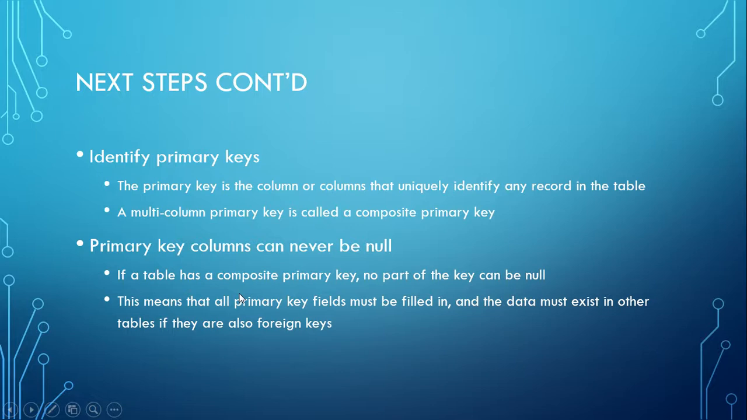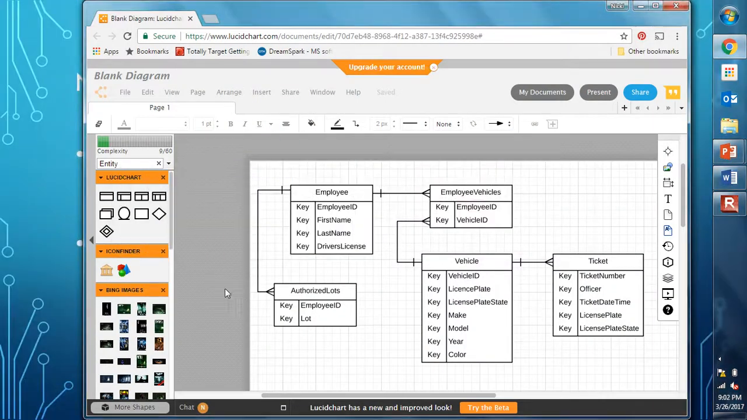So now we want to identify the primary keys for each table. So the primary key is the column or columns that make a single row in the table unique. If we have multiple columns for the primary key, we call that a composite primary key. So some things to keep in mind with our primary keys is that any column in a primary key can never be null. So if a table has a composite primary key, no part of that key can be null. No column that is part of a primary key can be null. So let's determine what our primary keys are here.